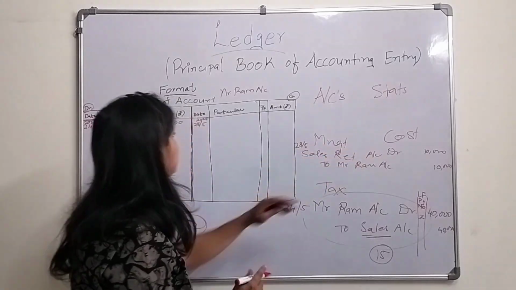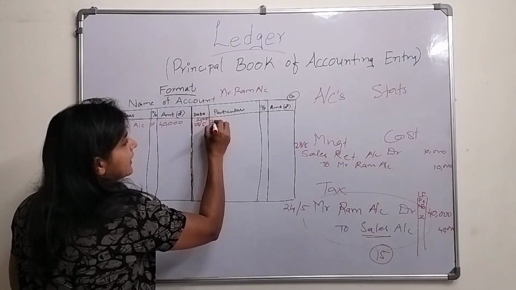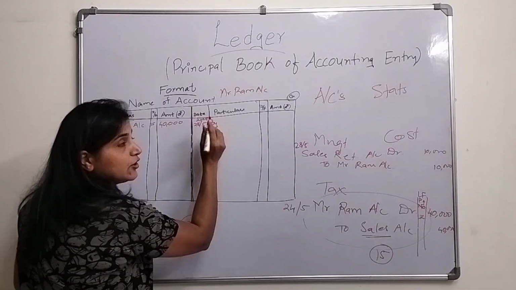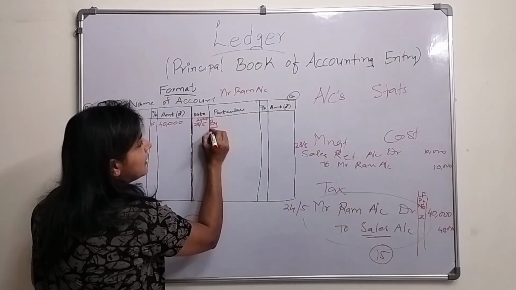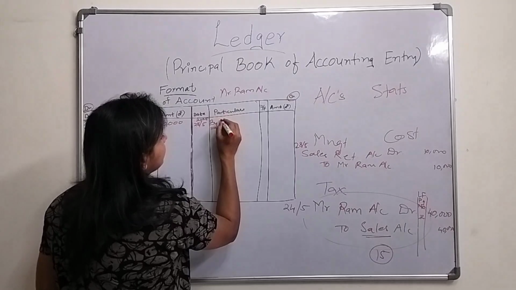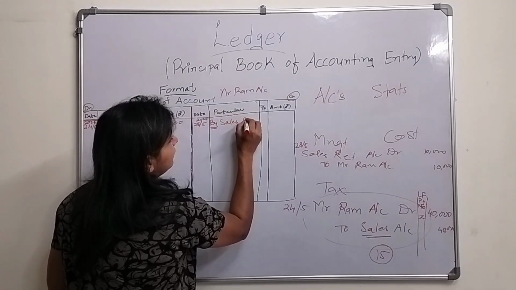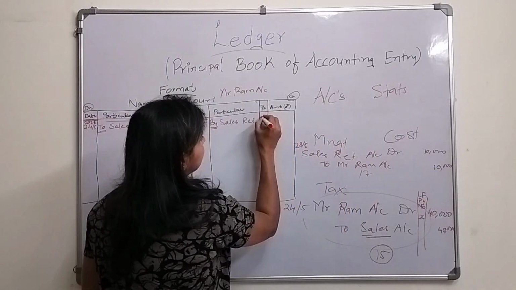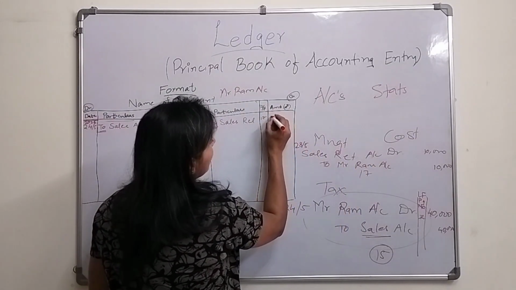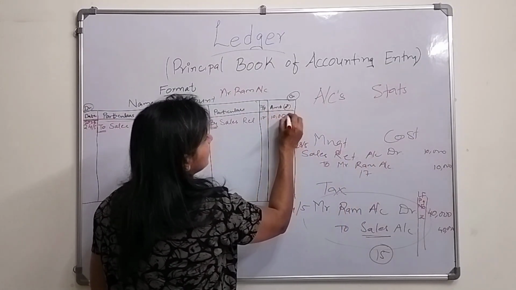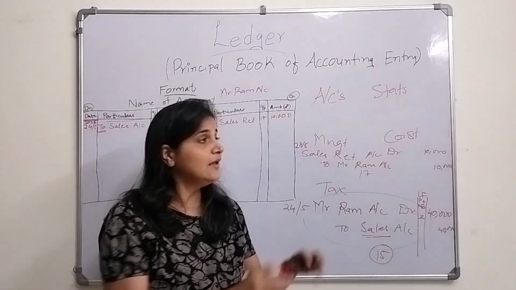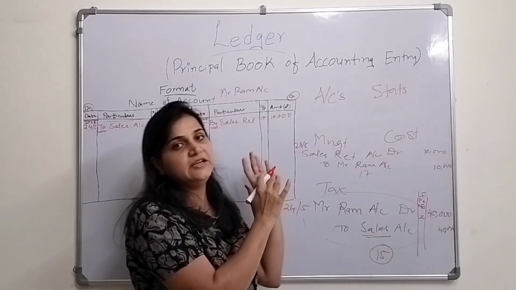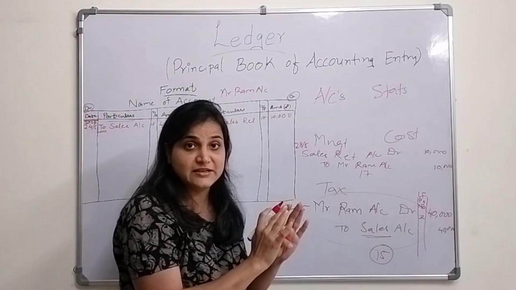So sales return. Here I will write "By". On the debit side we write "To"; if the entry is recorded on the credit side, we write "By". So, by sales return, whichever page number it is, let's say 17. Here I will write 17 and amount rupees 10,000. Okay, easy. This is how the transactions are posted into the ledger. This is known as the ledger.